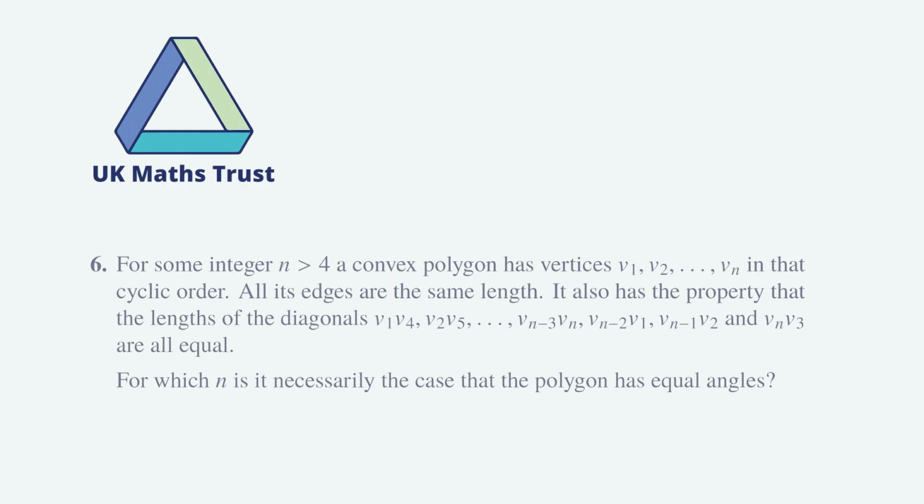Problem 6. For some integer n greater than 4, a convex polygon has vertices v1, v2 and so on up to vn in that cyclic order. All its edges are the same length. It also has the property that the lengths of the diagonals v1 v4, v2 v5 and so on up to v(n-3) vn, v(n-2) v1, v(n-1) v2 and vn v3 are all equal. For which n is it necessarily the case that the polygon has equal angles?